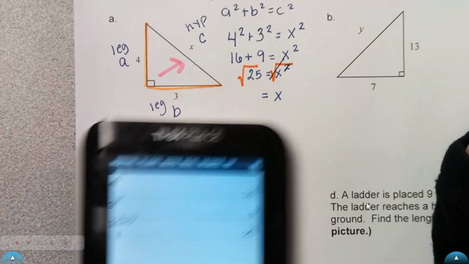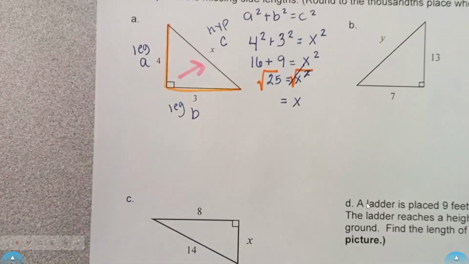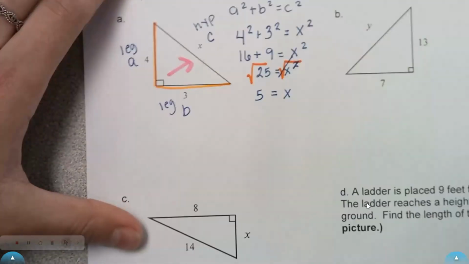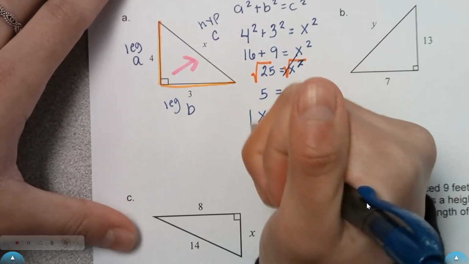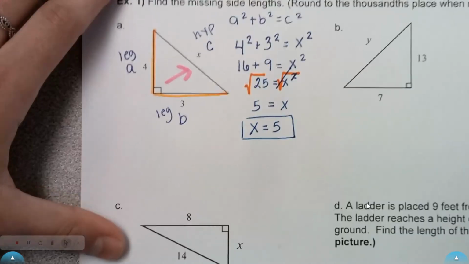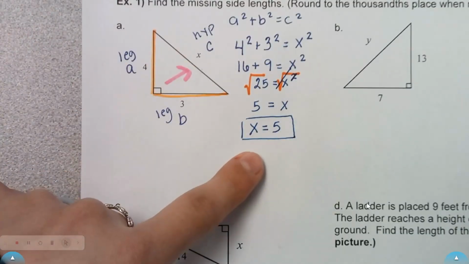However, on the left, I have to take the square root of 25, so I'm going to do that. The square root of 25 gives me 5. Okay, and that's my answer, so x equals 5. Meaning that missing side, my hypotenuse, is going to be the number 5.